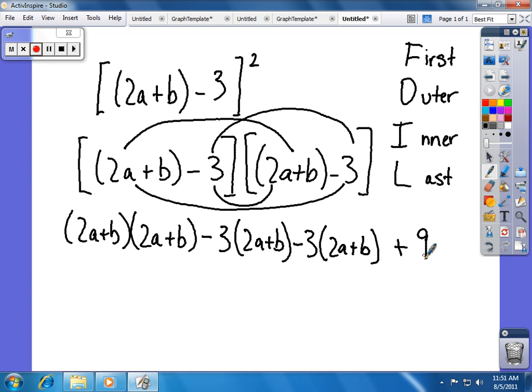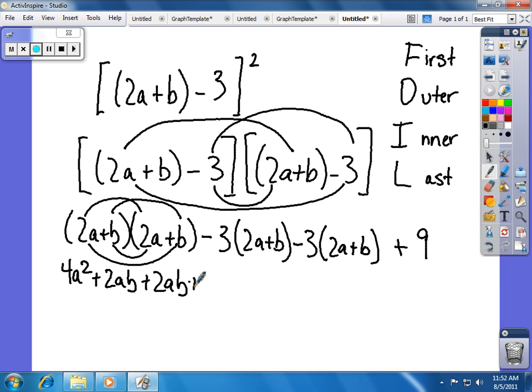Now we've got to break down these terms a little bit further. So again, we have two sets of polynomials here multiplied together. We're going to use FOIL again. I'm going to do 2a times 2a, which is 4a squared. 2a times this b, which gives us 2ab. Again, we have 2a times b, which is another 2ab. Then we have b times b, which gives us our b squared.